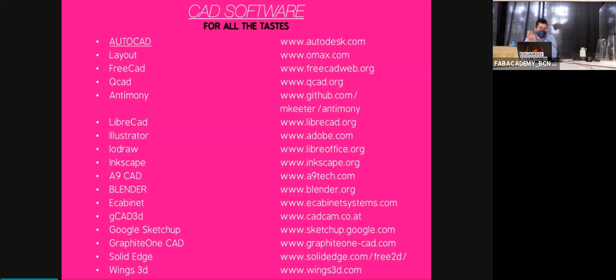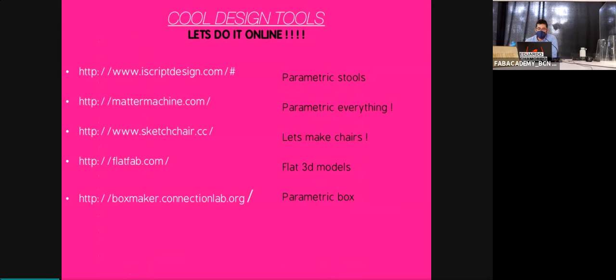Software for design, like this, I don't need to explain. There are millions of types, and most of them can produce files directly for CNC milling. Why? On a CNC mill, we can embed 2D files, 2.5D files, and also 3D files. These are cool design softwares. We already went through them in the laser cut week.